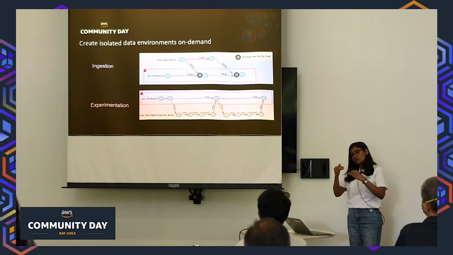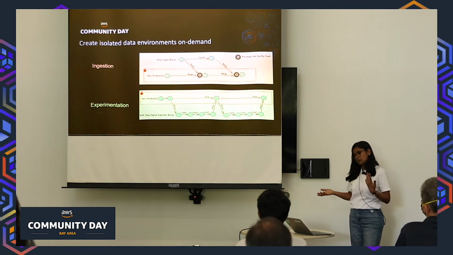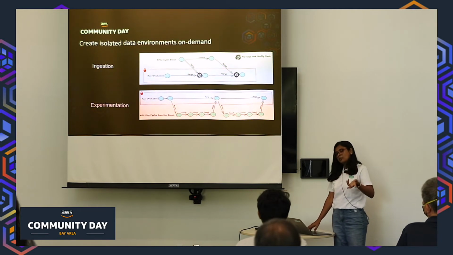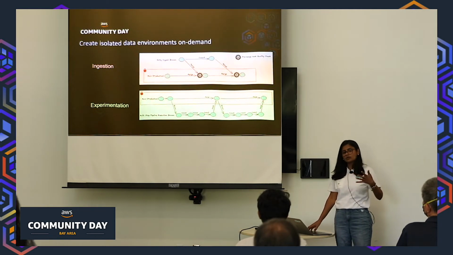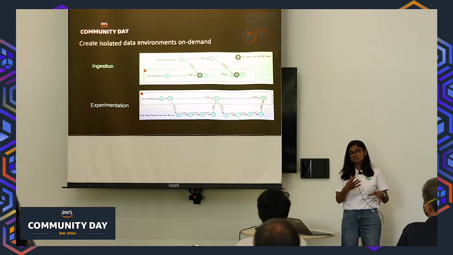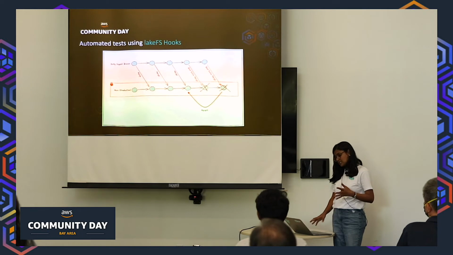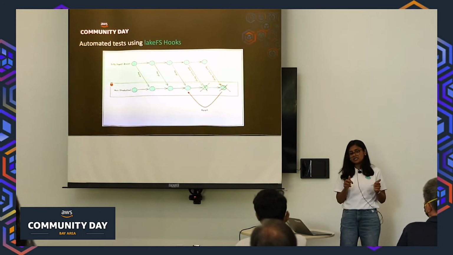So from the production also, can there be multiple branches that go out for development purposes? These are just a couple of use cases of how one could create these environments just by branching it out. And the next is to have automated tests.